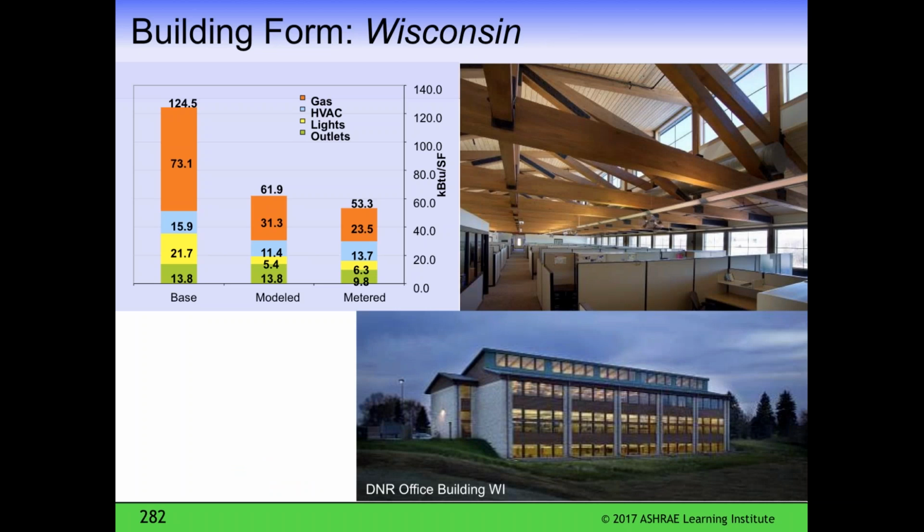It's not in Sarasota, Florida. It's the National Department of Natural Resources office building in Wisconsin. And it's a very different climate, same design strategy. Eliminate windows on the east and west, have windows on the south that are shaded, and north-facing clerestory and north-facing glass that doesn't have direct beam sunlight.